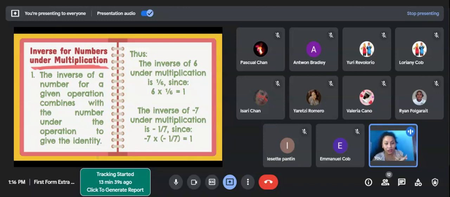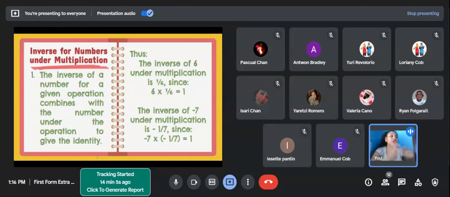We talked about inverse for addition, and the inverse for addition is one positive number, one negative number. When I add them, they give me 0. And then we talked about inverse for multiplication. I give you a number, you give me the reciprocal, and that equals 1 when I multiply them.